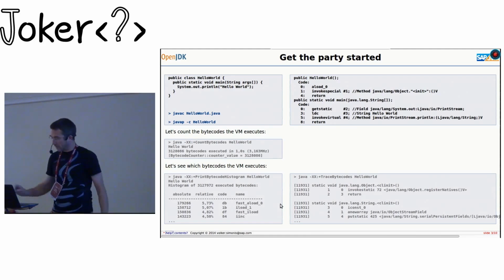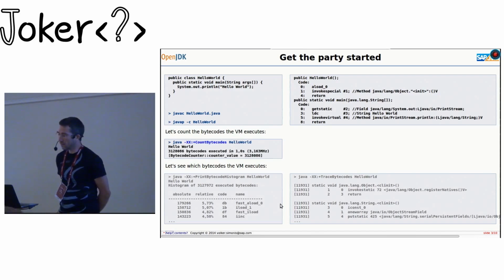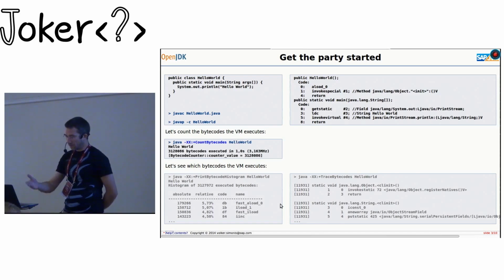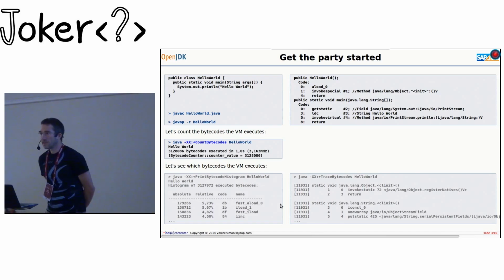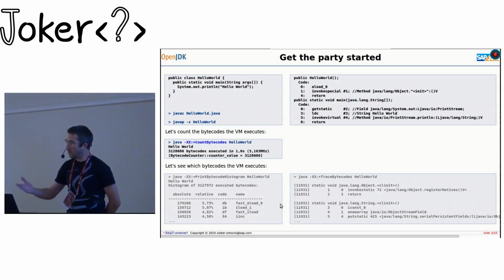That's not too much. Now let's try one of the new options which is available in the debug version of the VM. It's called CountBytecodes. If you run Java with -XX:+CountBytecodes, the VM prints out how many bytecodes it has actually executed, and you see it's more than 3 million. So for our 8-bytecode-long hello world program, the VM needs about 3 million bytecodes. That's quite a lot, and it has increased quite a bit during the last years.